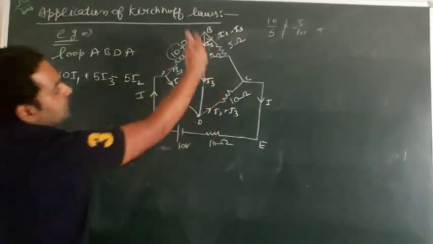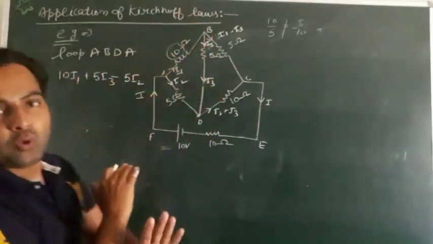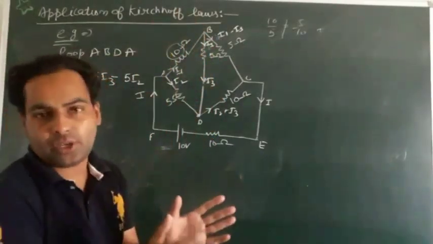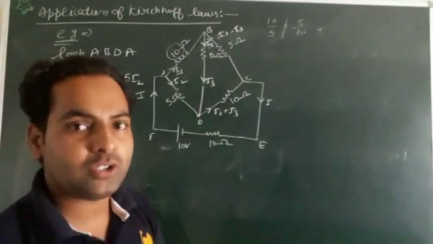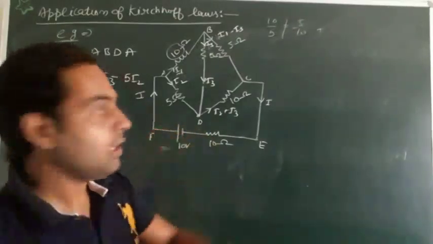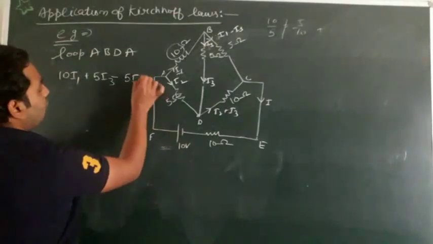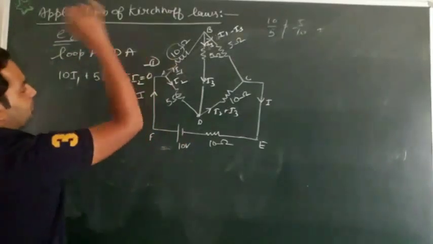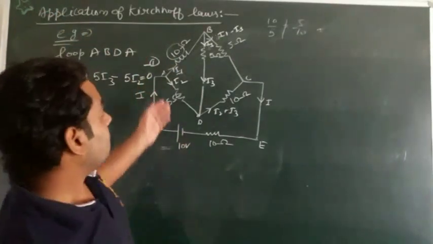Again you will see that in that whole arm no cell is there, so we hit neither the positive terminal nor the negative terminal. If there is no cell, the full equation is equal to 0. This is your first equation. Now we will select another loop.